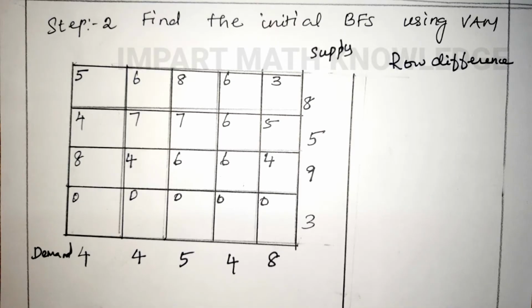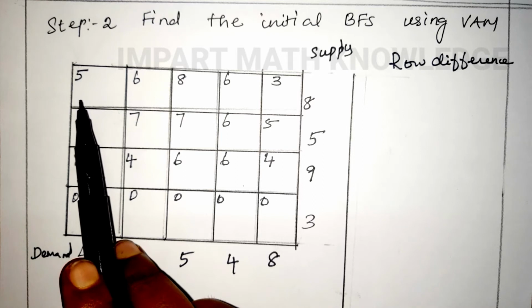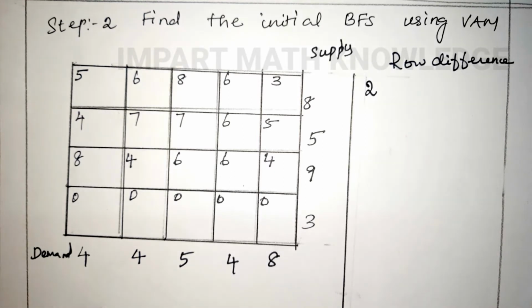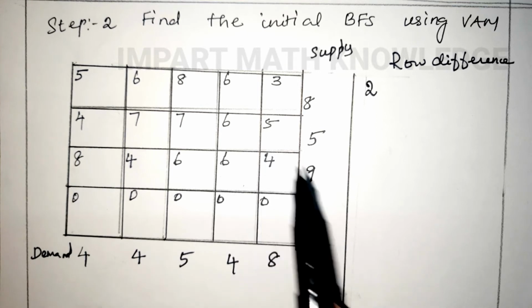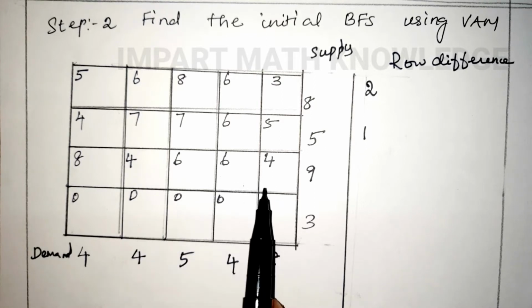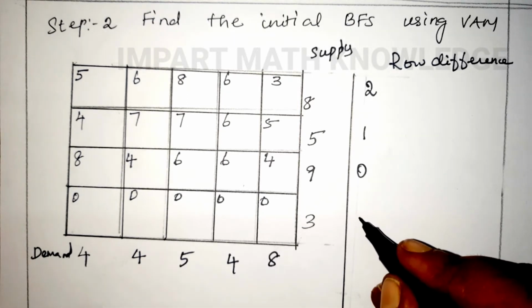Step 2, we have to find the initial basic feasible solution using Ogle's approximation method. For Ogle's approximation method, you have to take the row difference and column difference. The first row, the least cost is 3. The next least element is 5. The difference between these two numbers is 2. You have to write the difference here. The second row, the least number is 4 and the next least number is 5. The difference is 1. Third row, the least number is 4. It comes in two places. So 4 minus 4 is 0. And the fourth row, the least number is 0 only.